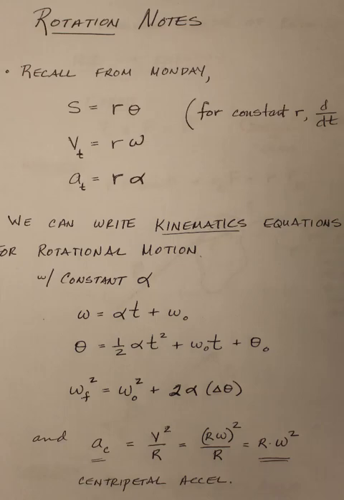And we can eliminate time from the equation, again analogous to what we did in our initial unit on kinematics, to find that the final angular speed squared is the initial angular speed squared plus twice the angular acceleration times the change in the angular position. And by using these relationships, we can rewrite the centripetal acceleration as we did yesterday to get the radius times the angular speed squared.